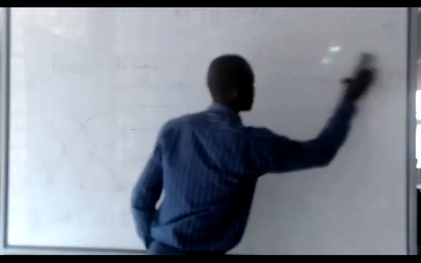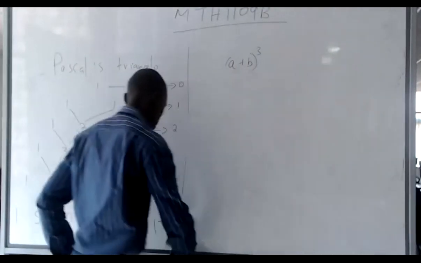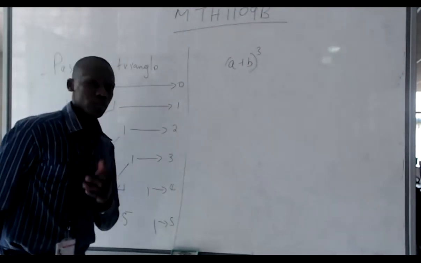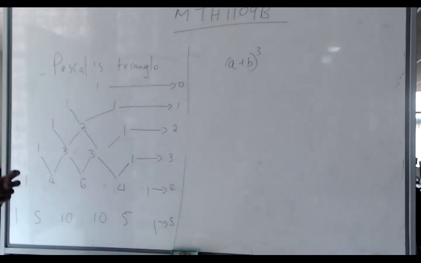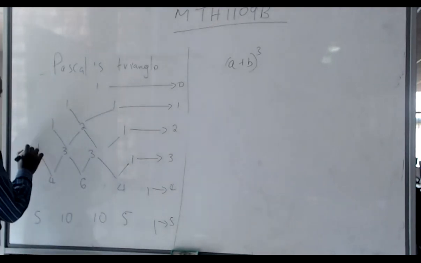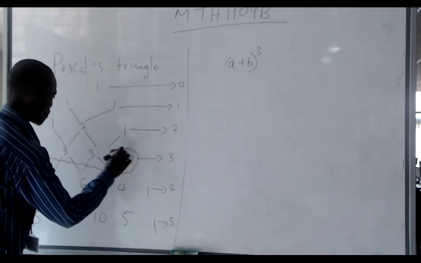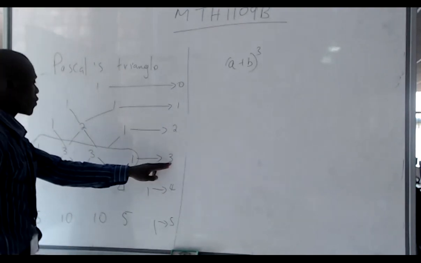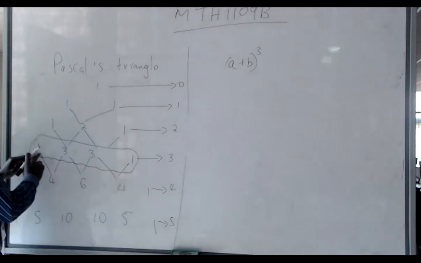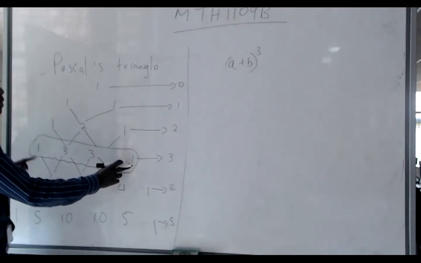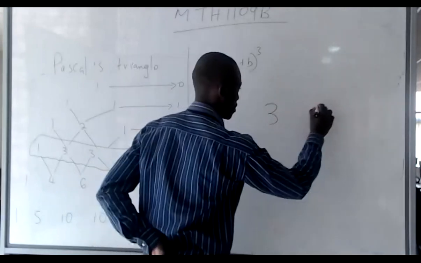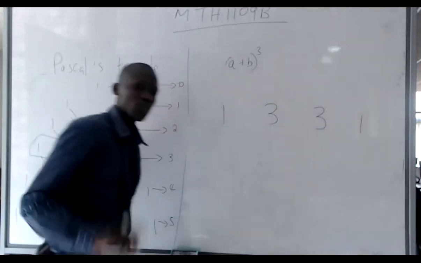So let's go over it again. You want to expand (a plus b) cubed. The first thing you need are the binomial coefficients, and you obtain them from Pascal's triangle. I will need the binomial coefficients for the fourth row, when I'm raising to the power 3. The binomial coefficients in this case are 1, 3, 3, and 1. So first, I start by writing down the binomial coefficients: 1, 3, 3, and lastly 1. That is your first step.